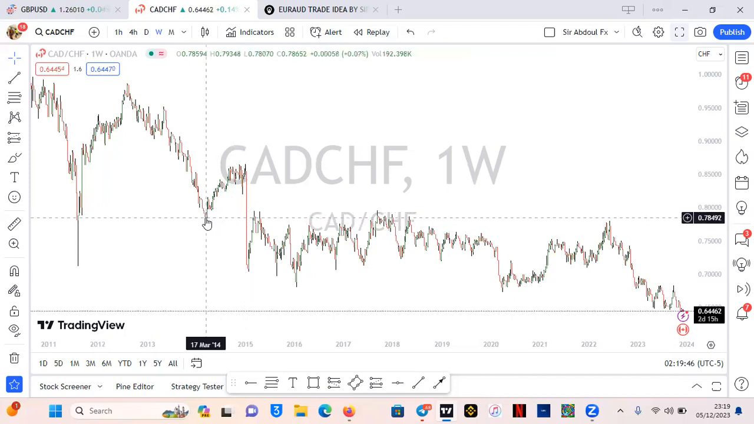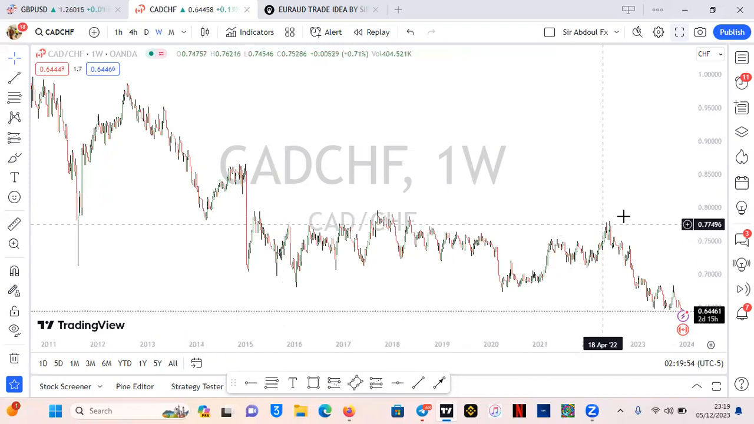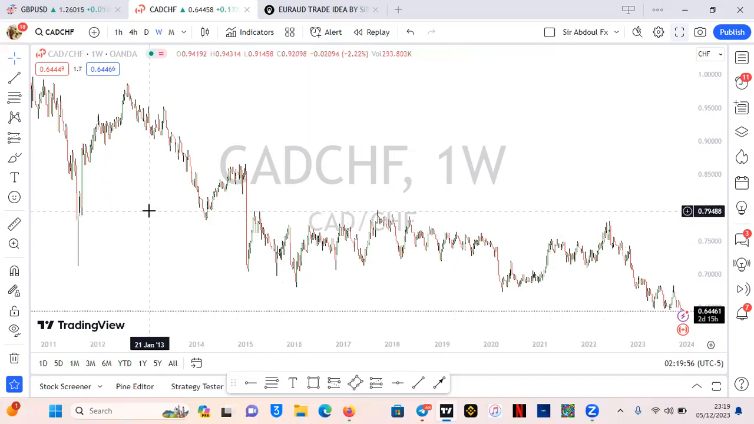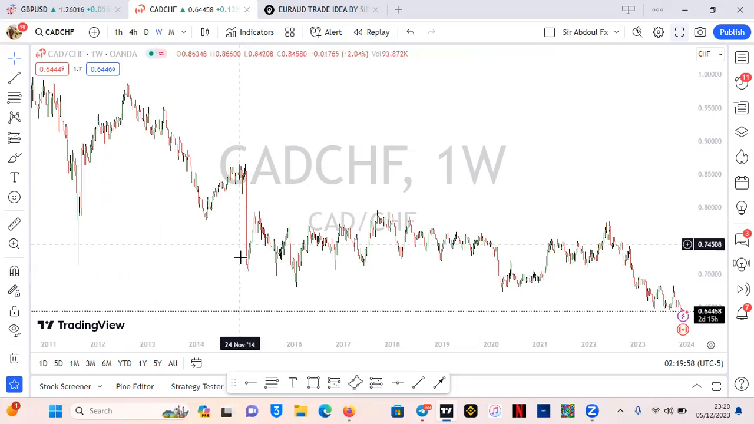You can look at the previous and you can look at the future. You can see there is the same thing. So this is your major level. You understand? This is your major level: those places that the market used to reject and change movement from downtrend to uptrend, from uptrend to downtrend.